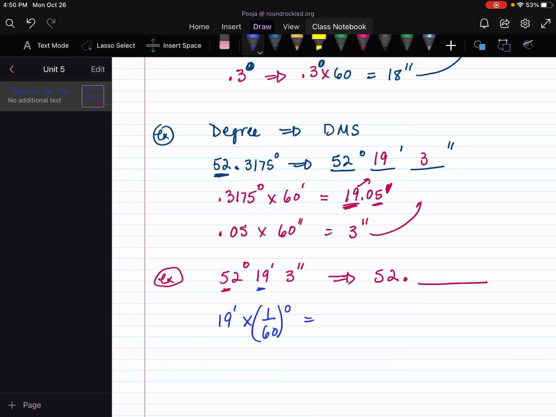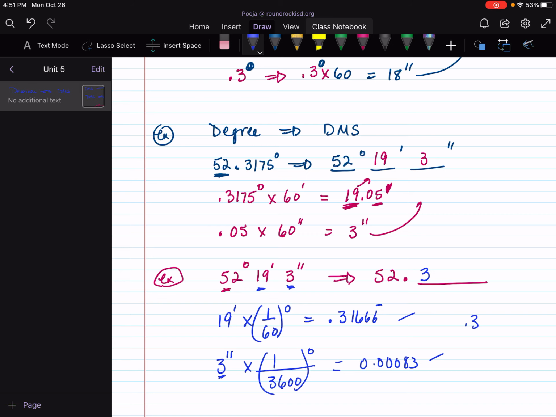When I divide that, that turns out to be 0.31666 repeating. Okay, I got that part. Now look at the 3 seconds. To convert that into degrees, we all know each second is 1/3600th part of a degree. So when I do that, 3 divided by 3600, that is 0.00083. I need to now combine this decimal value with 0.31666.